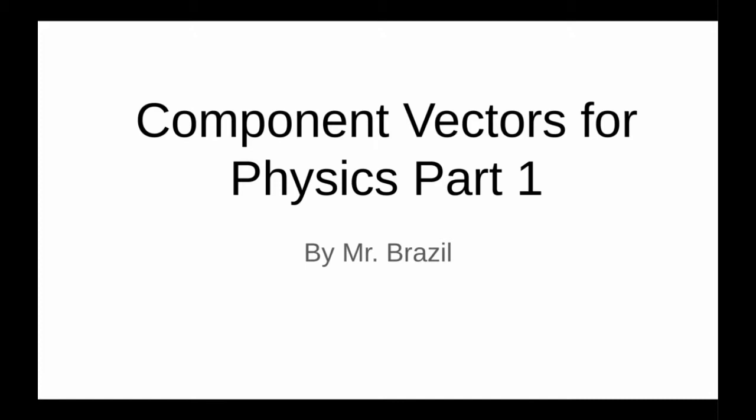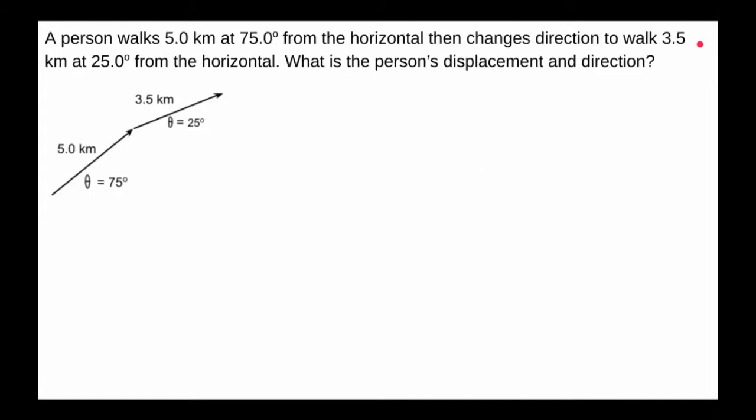Today we'll be learning component vectors. This is a two-part series, so we're going to start with part one. And let's start with this question. A person walks 5 kilometers at 75 degrees from the horizontal, then changes direction to walk 3.5 kilometers at 25 degrees from the horizontal. What is the person's displacement and direction?